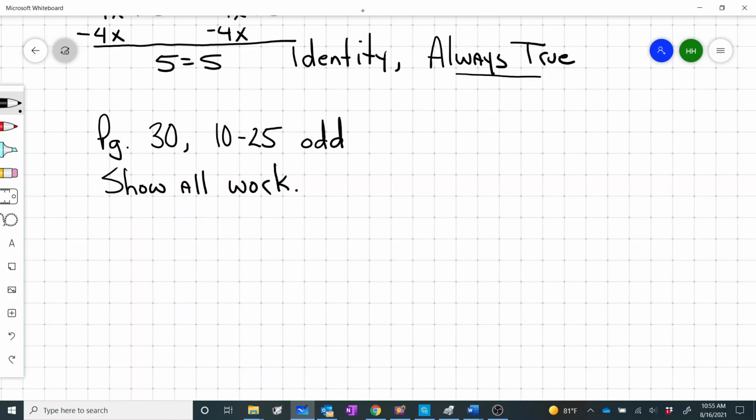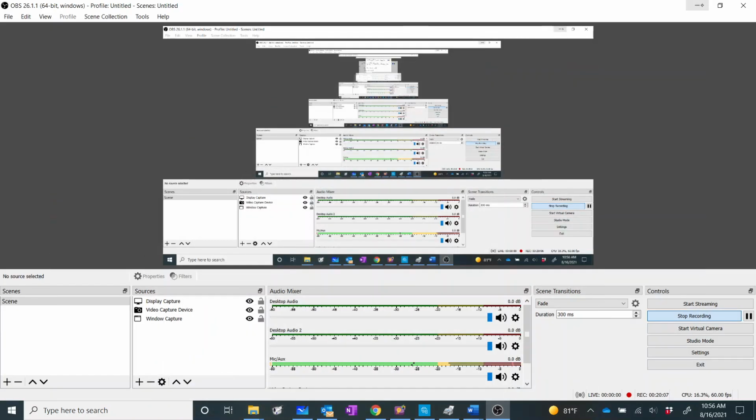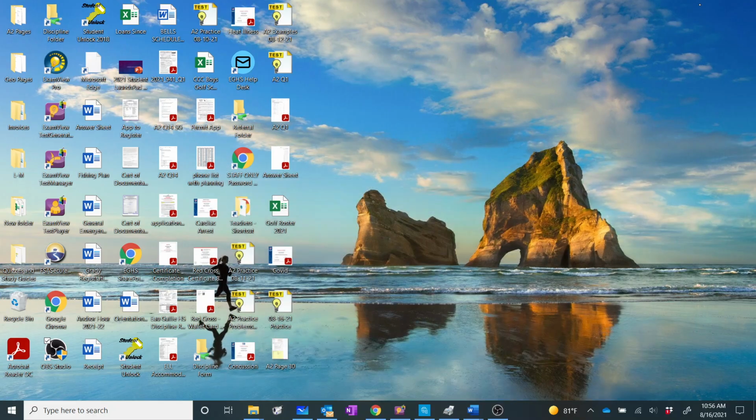And yes, you don't have a book. I'm getting ready to put them on the wall. I've got them scanned. So does everybody have it written down, page 30, 10 through 25? Okay, so this is kind of the new process for you guys. What I'll do next is I will put these problems up on the wall for you. So they are right here.